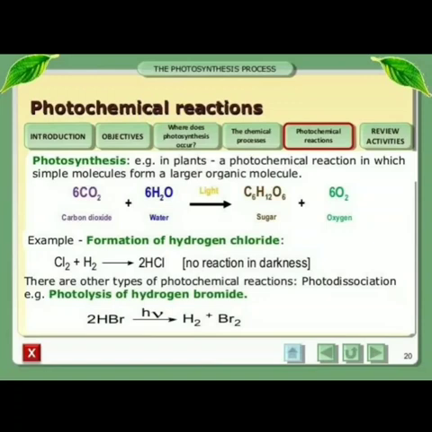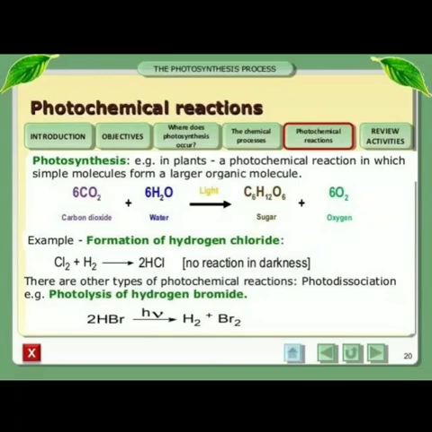Photochemical reaction. You can say that when hydrogen reacts with chlorine in the presence of sunlight, it produces hydrogen chloride. This is also an example of a photochemical reaction, because this reaction proceeds in the presence of sunlight. And when silver bromide decomposes, it produces silver plus bromine. These are all examples of what? Photochemical reactions, because these reactions proceed with absorption of light energy. So this type of reaction is known as a photochemical reaction.